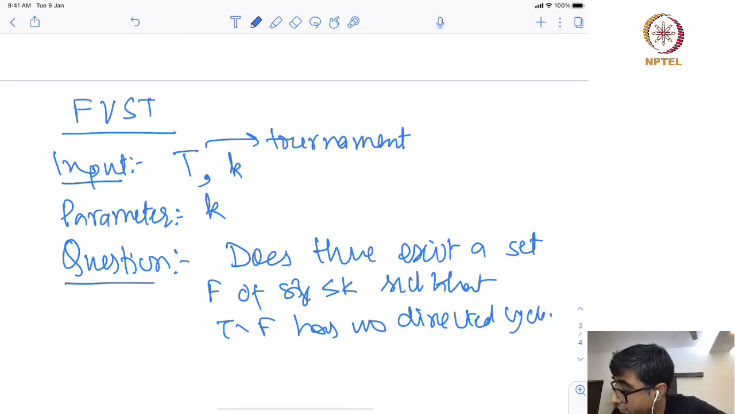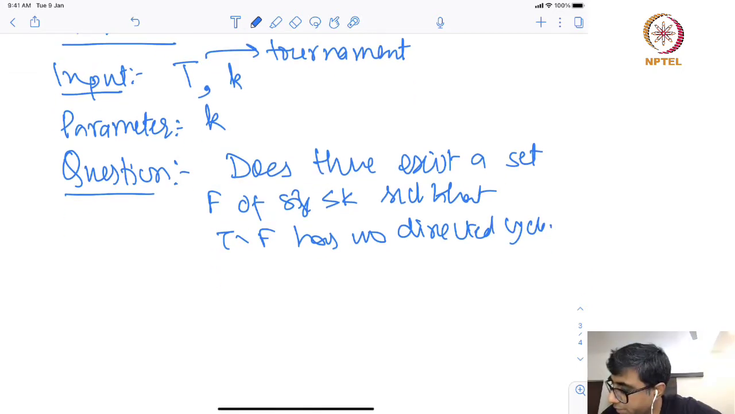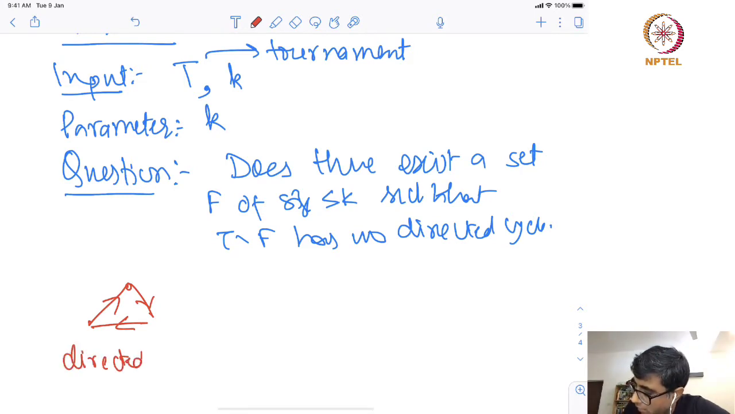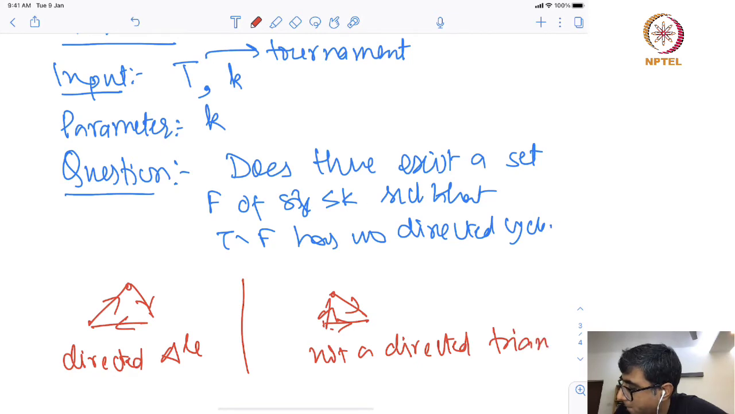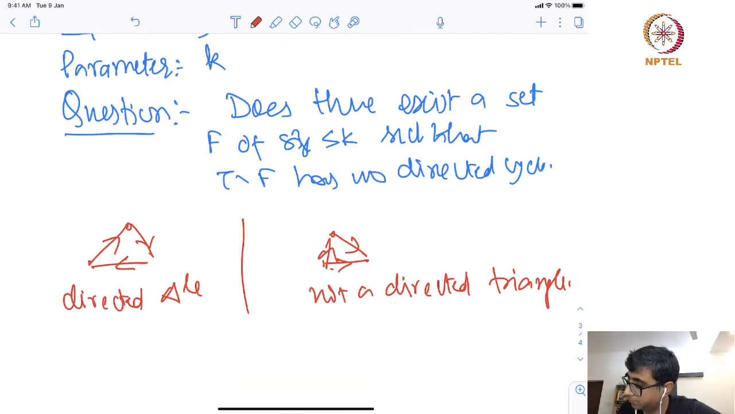Directed cycle. Okay? So, for example, this is a directed triangle. But look at this. If you forget the directions, then this is an undirected triangle. But if I start from here, I cannot go back to the same vertex. So, it is not a directed triangle.